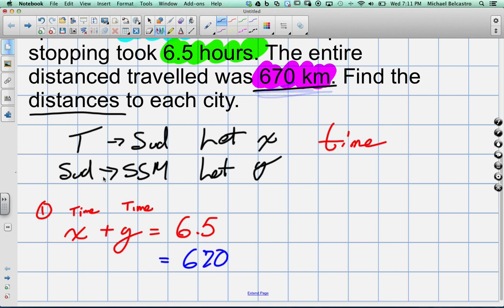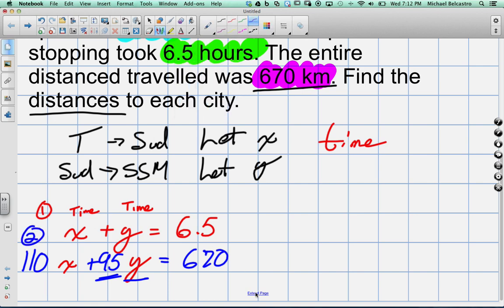And we know that our 110 needs to be multiplied by our x, being how long we travel at that speed, and our 95 needs to be multiplied by our y, because that's how long we traveled at that speed. This gives us our second equation.